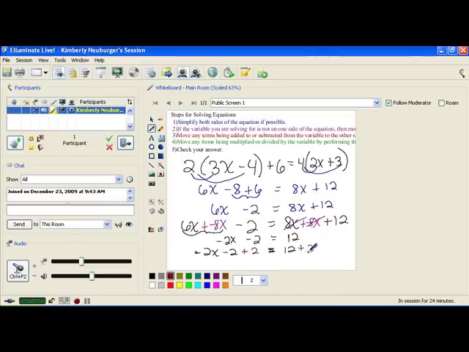And you can see the positive 2 on both sides. These 2's cancel, and I'm left with just a negative 2x over here, and on the other side I have 14. Now, that completes step 3.